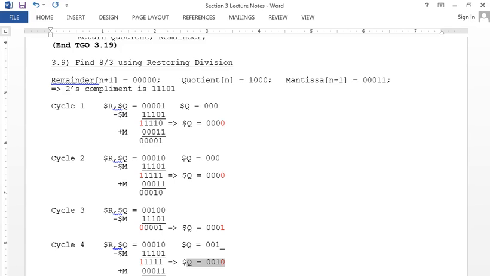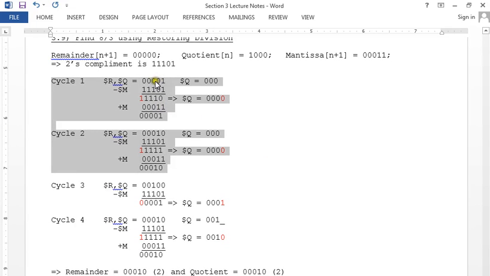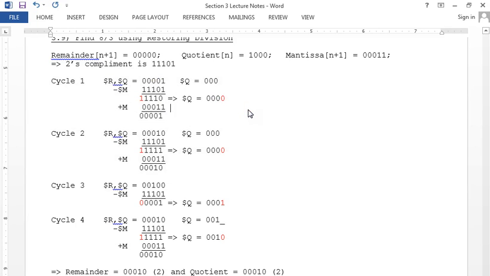Yes. For like cycle 1 and cycle 2, for the where you got the 0 in red, where did you get that? This is a good question. All right, so I want to make sure you guys understand this. So, after we subtract the mantissa, we take the most significant bit of the result here, negate this bit, and append that to the quotient.